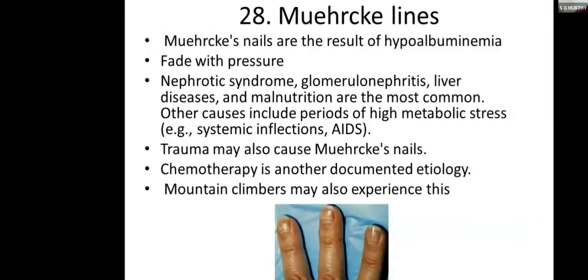Muehrcke's line is again the same as the Mees line which I told, but this will blanch with pressure, and if you apply pressure, the Muehrcke's line will reduce. This is seen in nephrotic syndrome, glomerulonephritis. This is seen when proteins are less, in hypoalbuminemia. So any person with nephrotic syndrome or hypoalbuminemia, look at the nails. If you can find something, it will be fun.